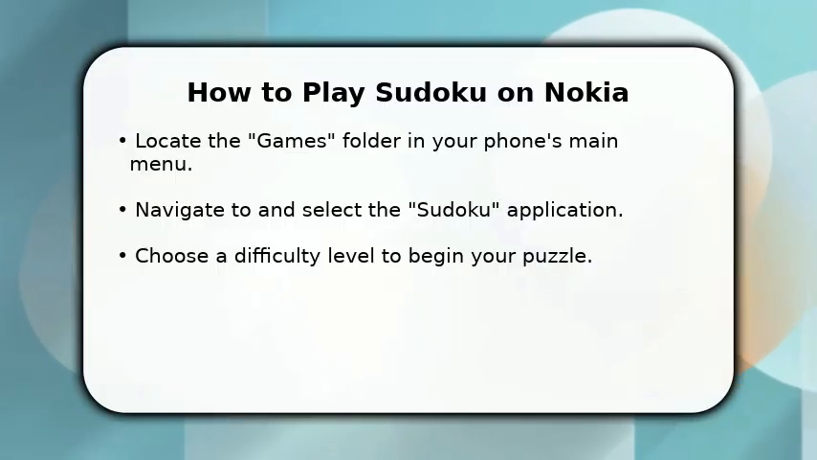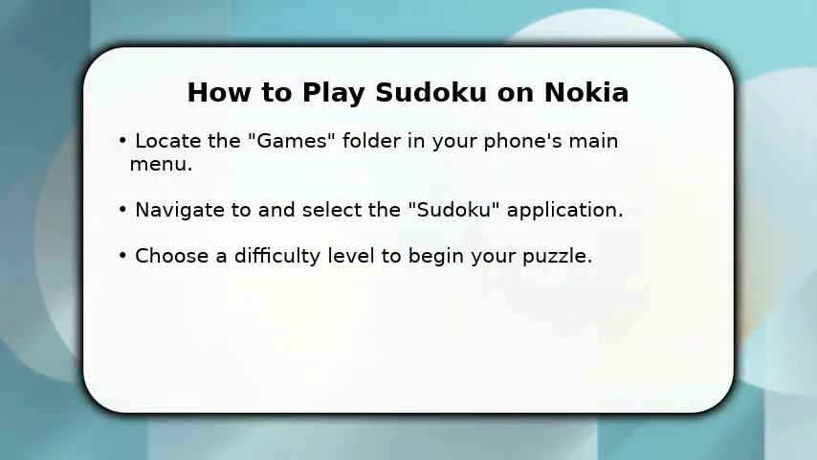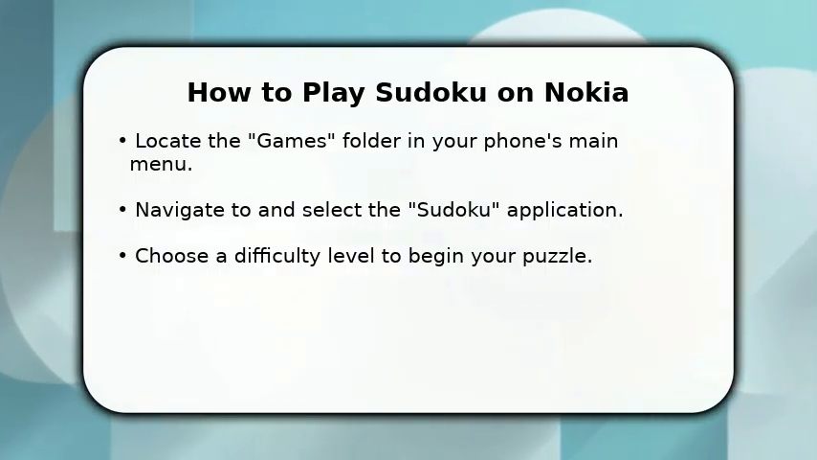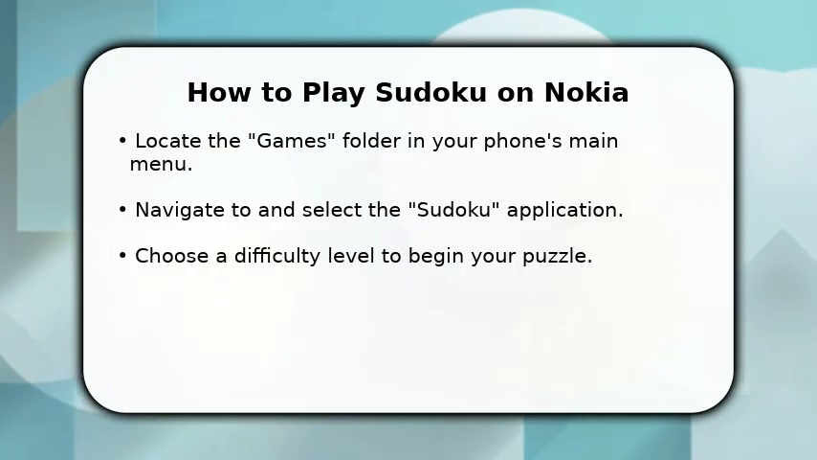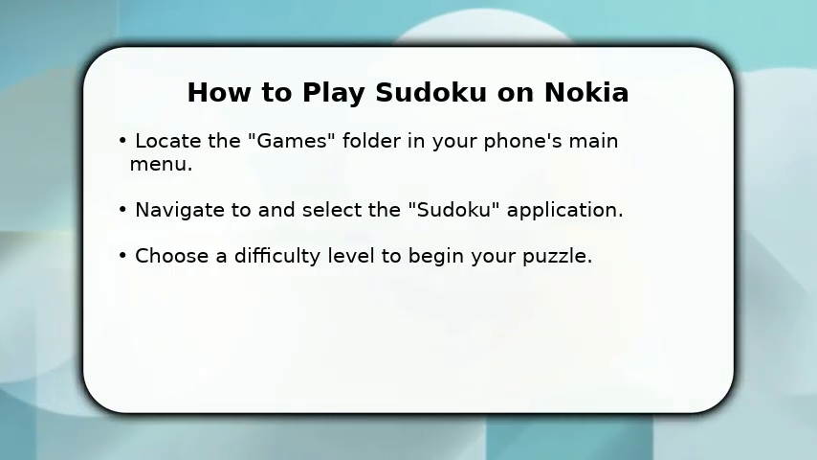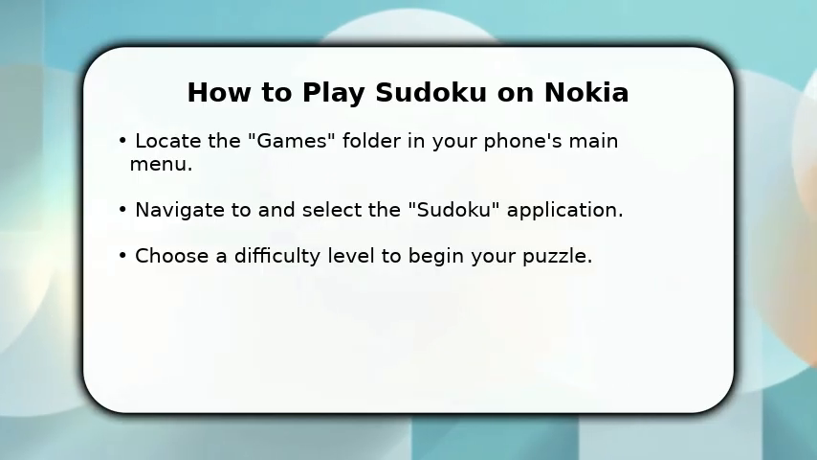In this video, I will explain how to play Sudoku on your Nokia phone. First, navigate to your phone's main menu and find the Games folder. Open this folder to reveal your installed games. Look for the Sudoku application icon and select it.